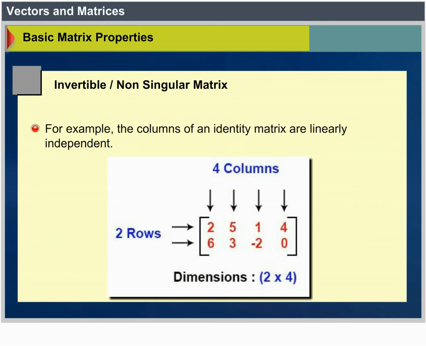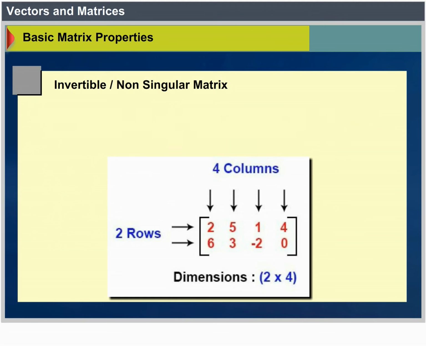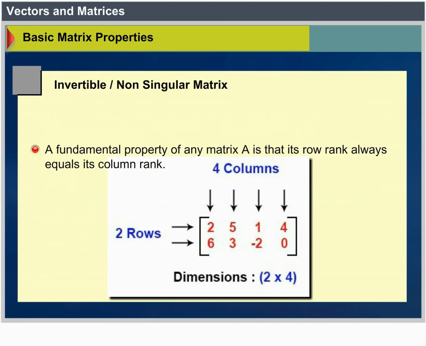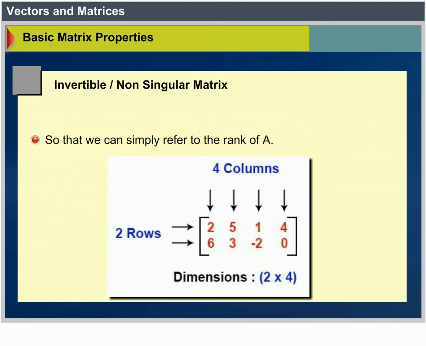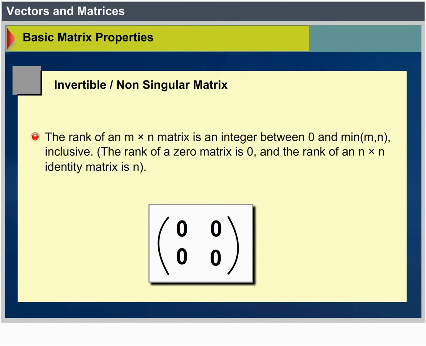The column rank of a non-zero m by n matrix A is the size of the largest set of linearly independent columns of A. Similarly, the row rank of A is the size of the largest set of linearly independent rows of A. A fundamental property of any matrix A is that its row rank always equals its column rank, so that we can simply refer to the rank of A. The rank of an m by n matrix is an integer between 0 and min(m, n), inclusive. The rank of a 0 matrix is 0 and the rank of an n by n identity matrix is n.